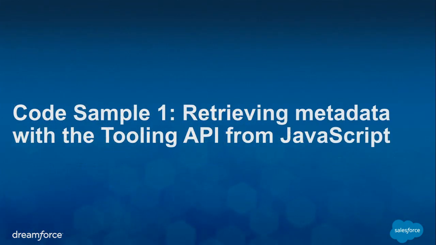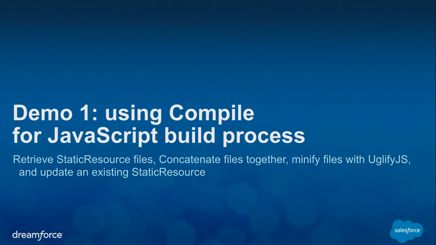All right, let's jump into a demo. For our first demo, we're going to use Compile to do a JavaScript build process. So the first thing we're going to do is retrieve static resource files. Just like I said, we're going to concatenate them together, and then we're going to minify the source code, and then we're going to update or create a static resource in Salesforce.